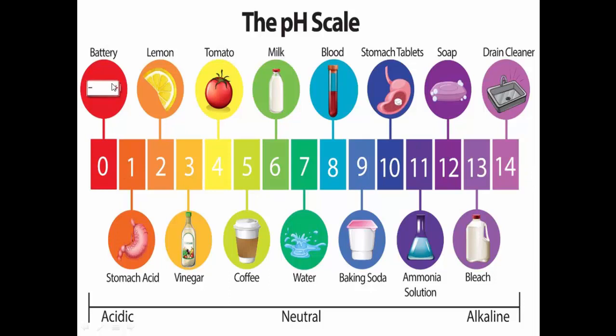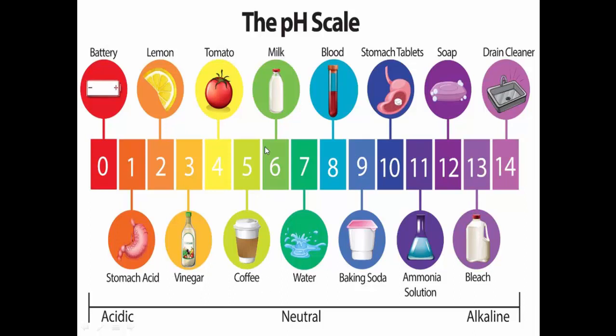0, the example is battery, 1 stomach acid, 2 lemon, 3 vinegar, 4 tomato, 5 coffee, 6 milk, 7 water, 8 blood, 9 baking soda, 10 stomach tablet, another word we call antacid, 11 ammonia solution, 12 soap, 13 bleach, and number 14 is drain cleaner.